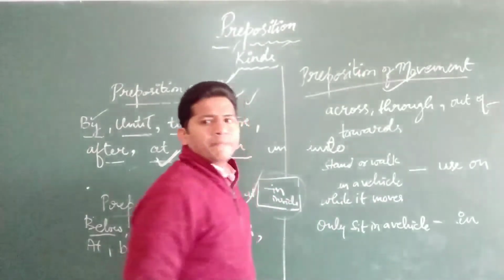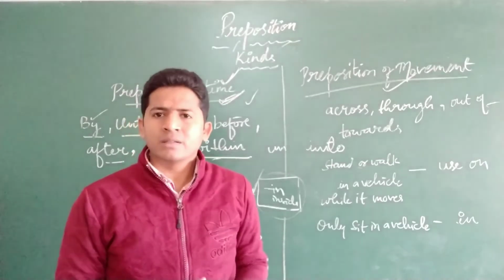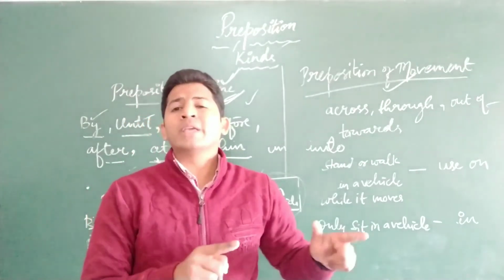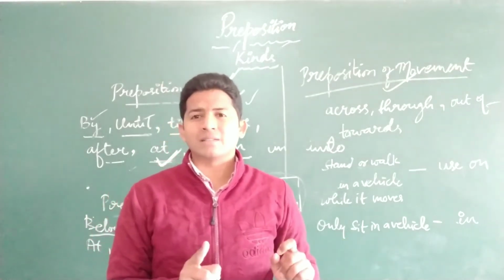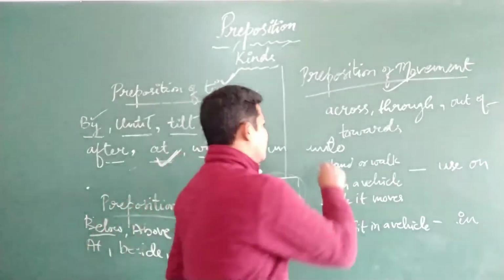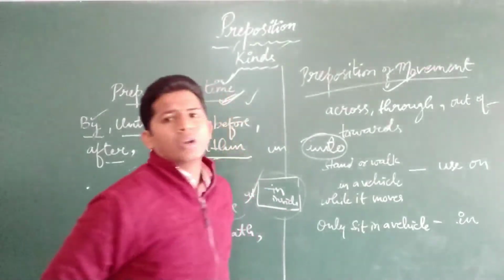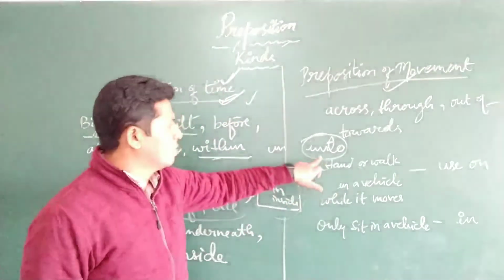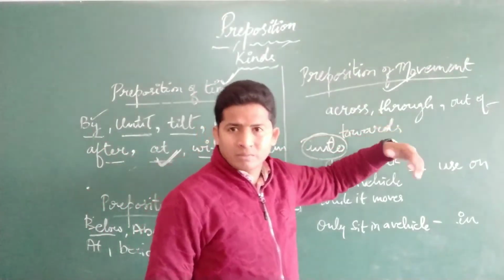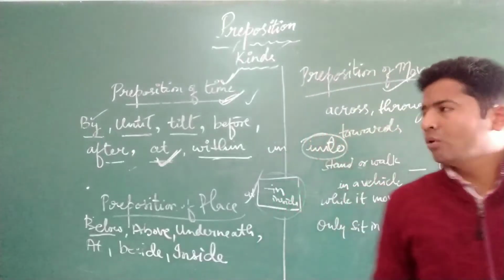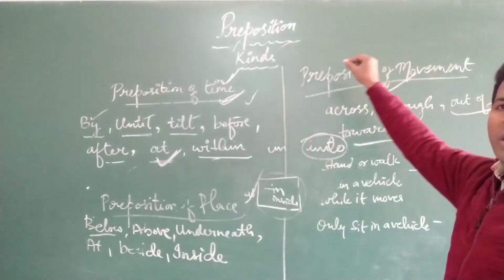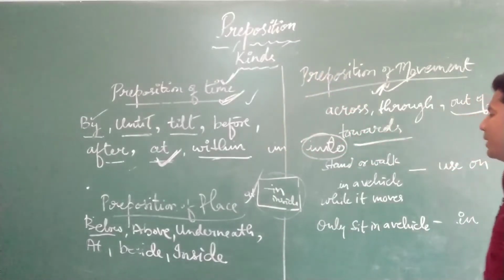Like if I say the students are in the class, it's fine. But we can't say the students are going inside the class or going in the class. No. We have to say the students are going into the class. Into means there should be some motion involved. So when motion is involved, we go with into. Otherwise, if there is no motion, we go with in. Through means passing through something. Okay. Out of and towards. These are used for prepositions of movement.